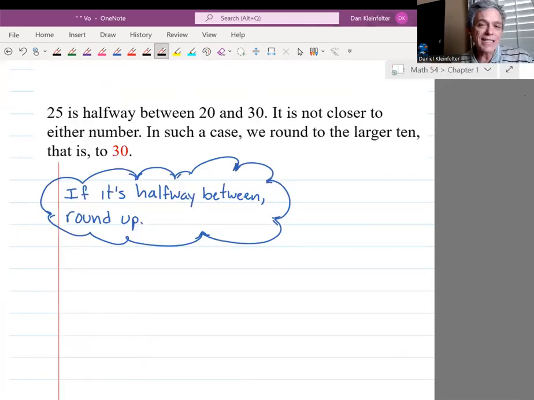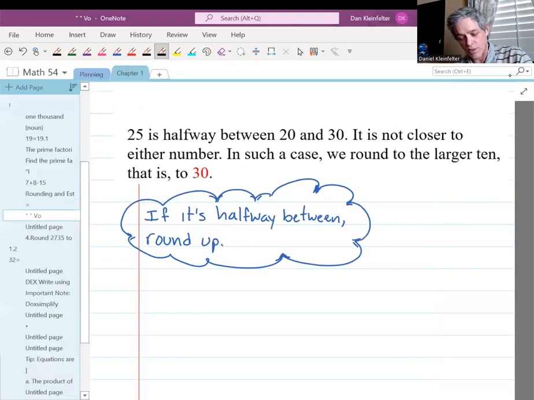If you have a number that is exactly halfway between, right, 25 is exactly halfway between 20 and 30. The rule, just kind of the custom there, is to round up. So we would say that's 30 when rounded to the nearest 10. There's no mathematical reason for that. It's just a rule. Sorry, that's kind of artificial, but that's the way that it goes in this case.